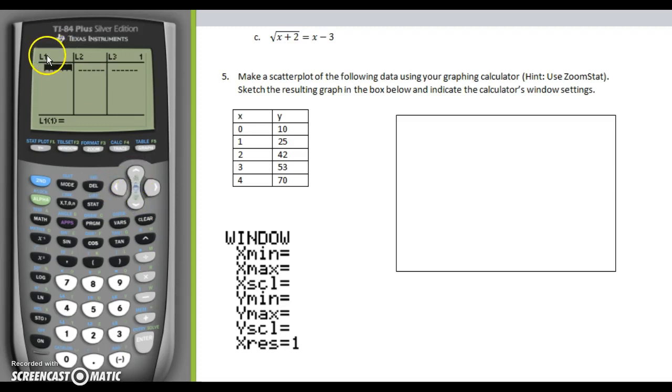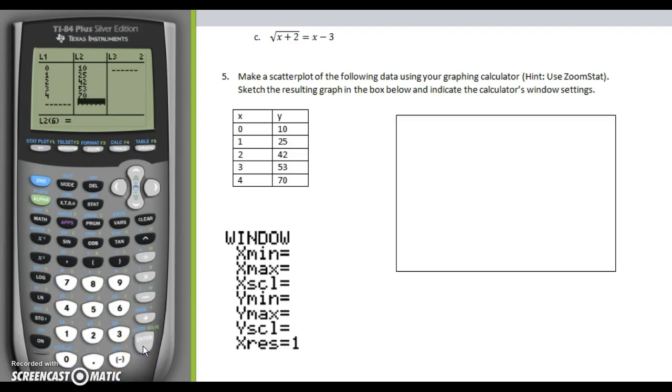So to enter, what you do is you use L1 for your X's and L2 for your Y's. So we want to put 0, 1, 2, 3, and 4 in for L1. So just hit each number with an enter after each one. And then to enter the y's, put them in L2. We'd have 10, 25, 42, 53, and 70.